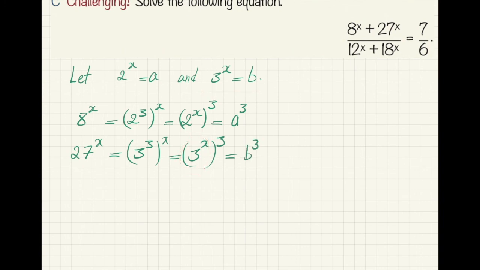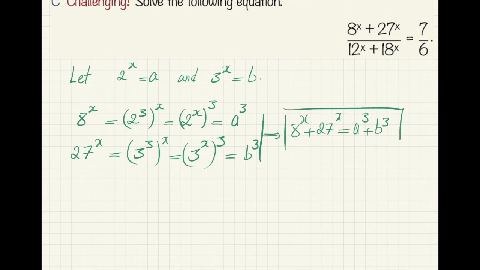Okay. So what I can conclude is that the numerator 8 to the power of x plus 27 to the power of x can be written as a to the power of 3 plus b to the power of 3. Yes, so let us keep it.